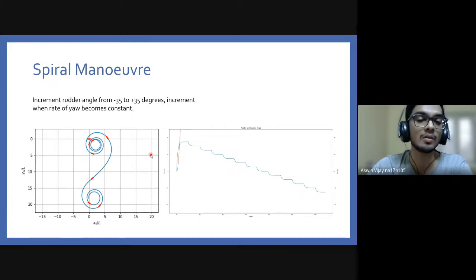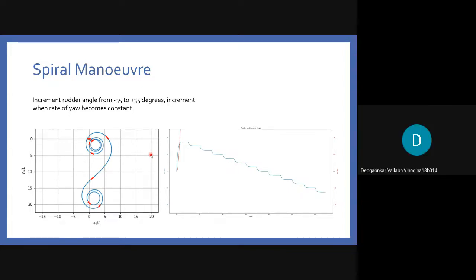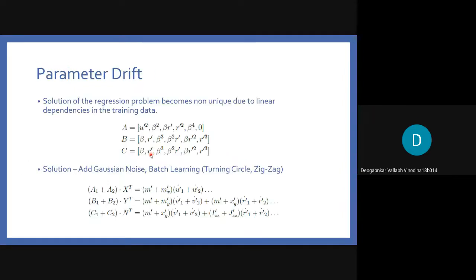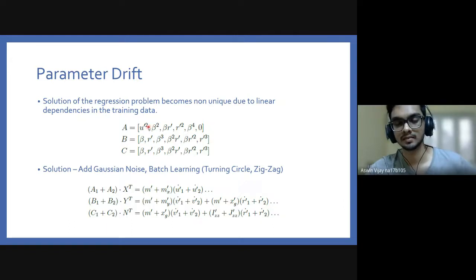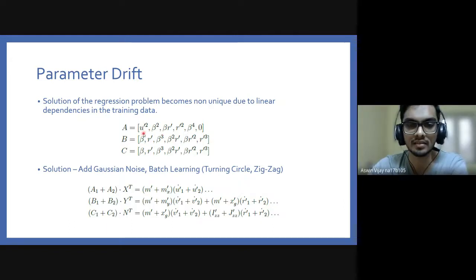So, anything else? I have this doubt. Can you go one slide back? This A, B, C are the things that you have measured, right? The data that you have. Yeah, A, B, C. If I have a maneuver, I will take one time instant t equal to 1, calculate u square, v square, beta square, and for some 100, 200 points, I will calculate. This is my training data.